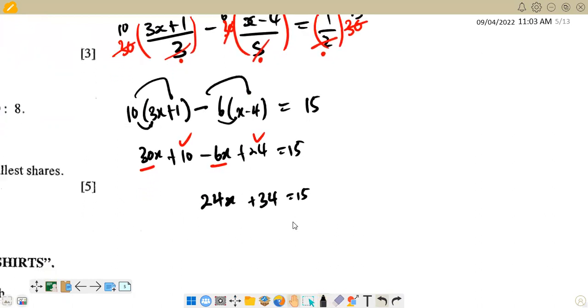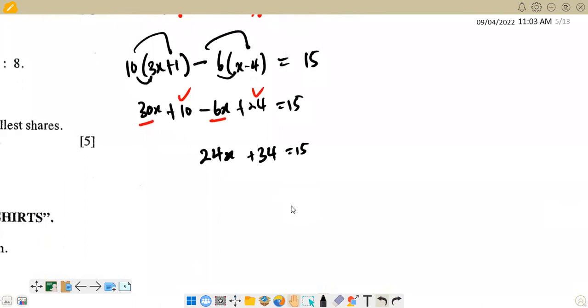Then we can collect the like terms again. That is, we have to transpose the 34 to the other side of the equation, and it is going to be negative 34. So that means here I'm going to be left with 24x is equal to 15 minus 34. So I'm now subtracting these two, 15 and minus 34, which is going to give us negative 19.